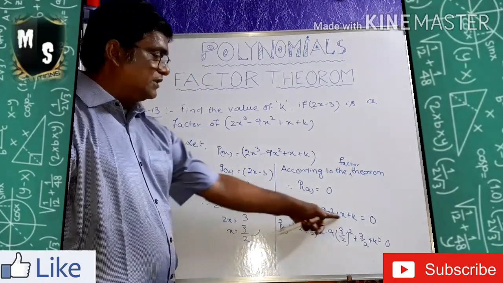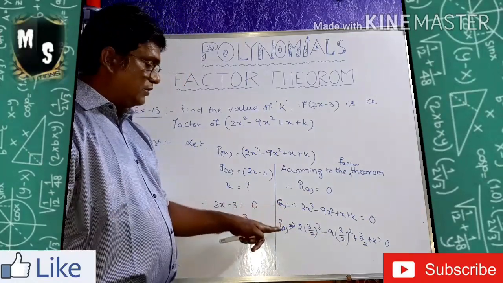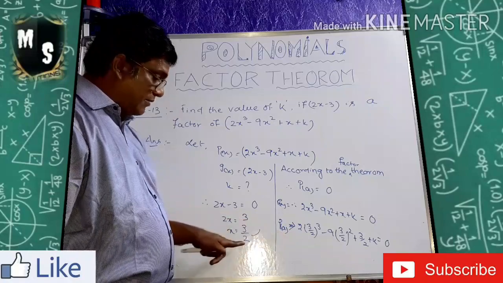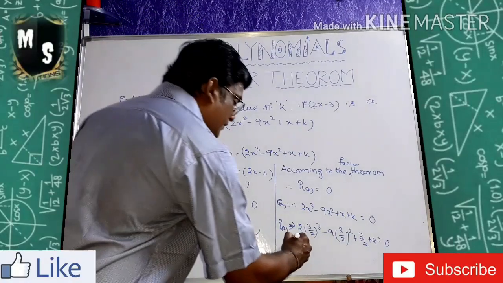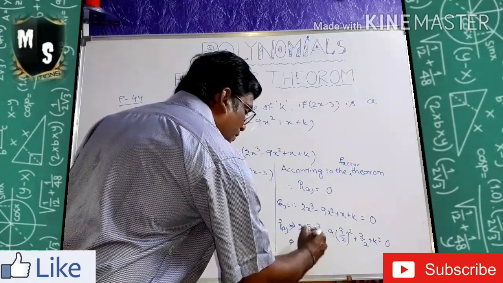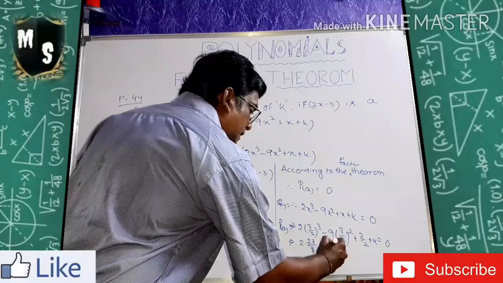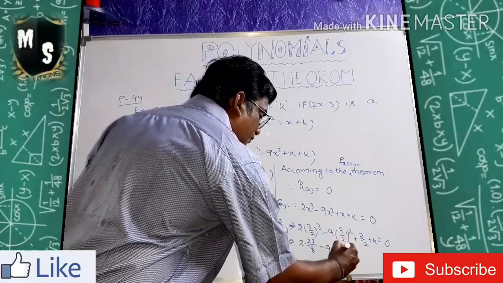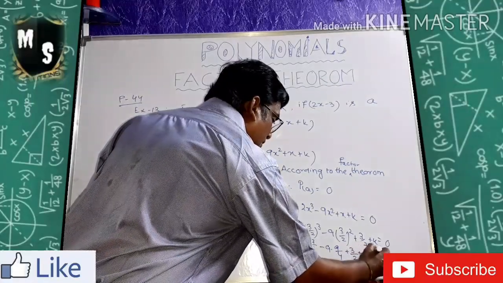Okay, so P(x) equal to this much, that is equal to 0. Then in f(x), in place of x, you are going to put the value a. What is a? a is 3 by 2 now. Now you are putting the 3 by 2 and solving it. Now what is coming? 2 into 3 cube, 27 by 8, minus 9 into 3 square, 9 by 4, plus 3 by 2, plus k is equal to 0.